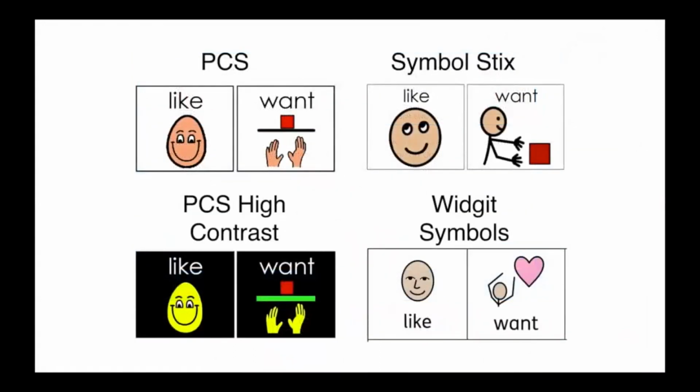Each of the formats is available with 4 different types of symbols: PCS, PCS high contrast, symbol sticks, and widget symbols. This allows teachers and teams to match existing symbols if they have been using them.